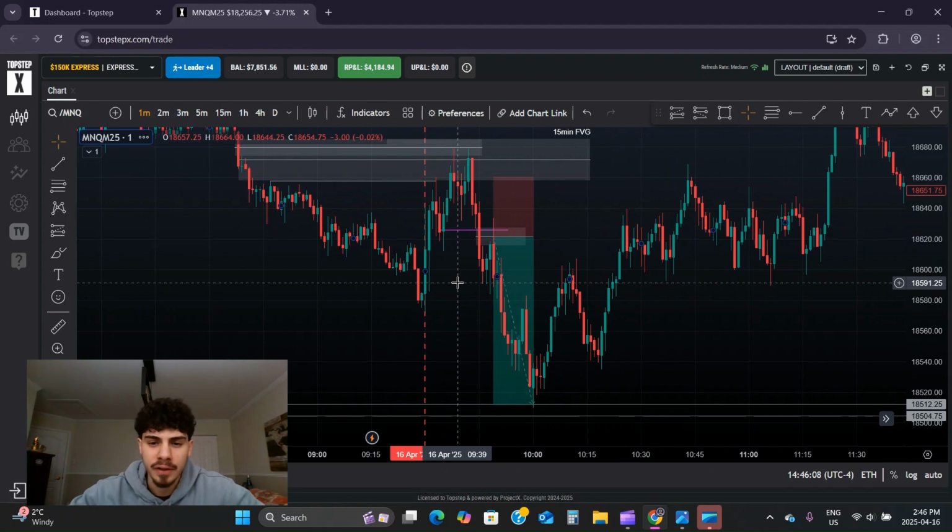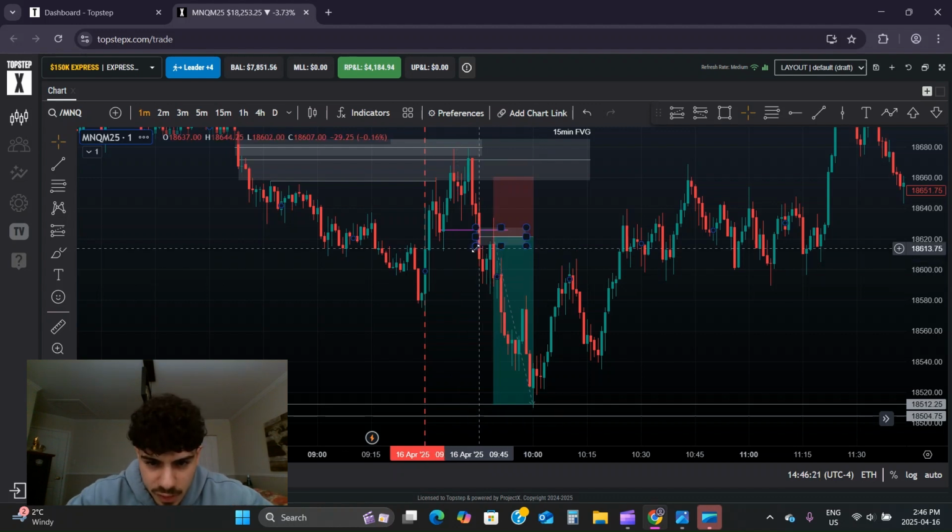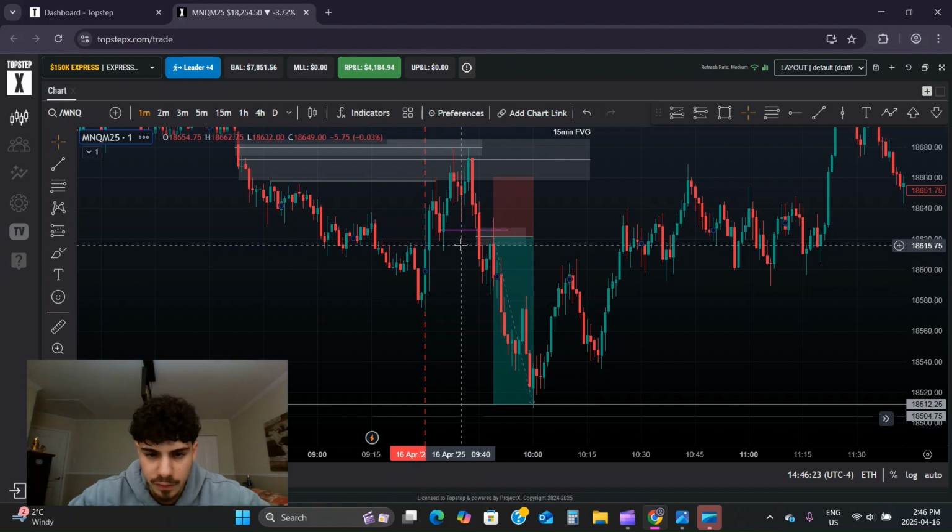Basically, I always look at entering at the second opportunity of entrance. So the three opportunities of entrance are the entrance into a fair value gap, the consequent encroachment of a fair value gap, and the breaker block. So as you can see here, we tap into the first one, which is the start of the fair value gap. The second one, where I enter, is consequent encroachment.